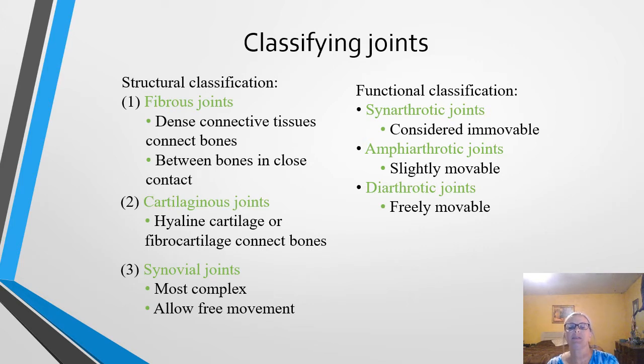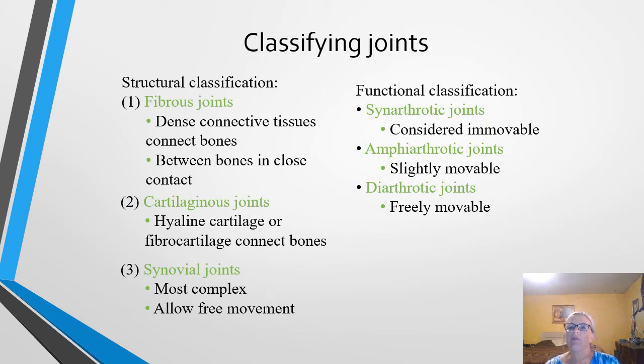Okay, so fibrous, we said, dense connective tissues connect bones, and this is often between bones that are in close contact with each other. Cartilaginous joints are going to be formed of things like hyaline cartilage or fibrocartilage, and they connect bones together. And then synovial joints are what we typically think of as a joint. These are the most complex and allow free movement, like the hinge joint in my elbow, all right?